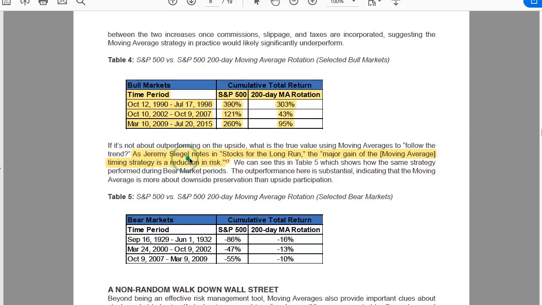But as Jeremy Siegel notes in Stocks for the Long Term, the major gain of the moving average timing strategy is reduction in risk. You can see it in the table below. In the bear markets, if you use that 200-day moving average to get out, your drawdowns would have been a lot less: 86% versus 16%, and in the most recent one, 55% versus 10% for the drawdown.